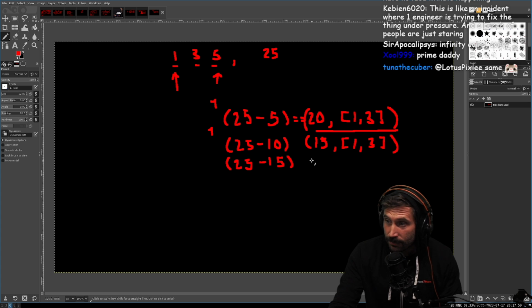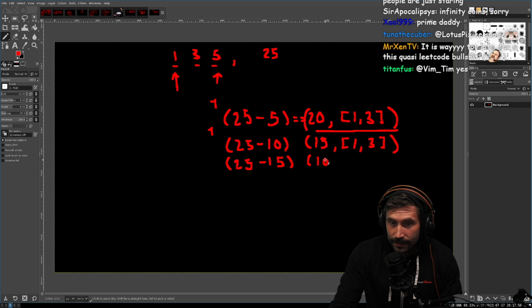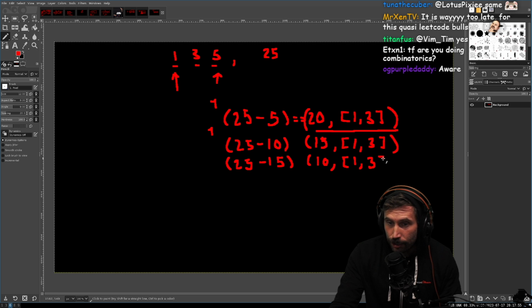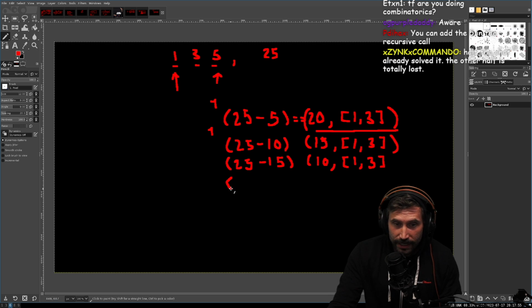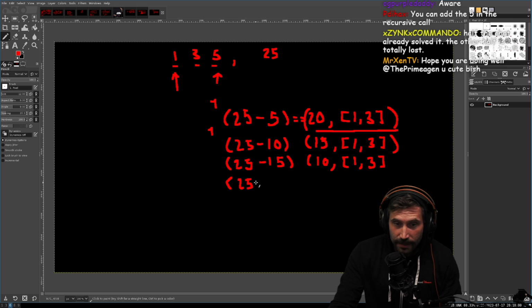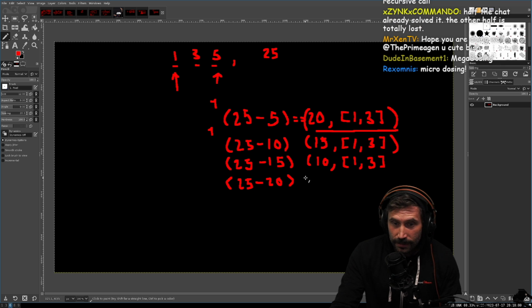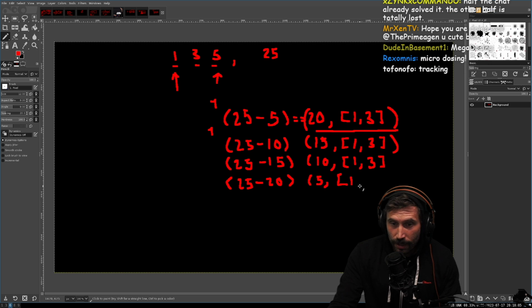This is another way, right? Which is going to be 10, 1 and 3. Can we all agree with this? This is all looking good, right? We can also do 25 minus 20, right? Which is going to be 5, 1 and 3.